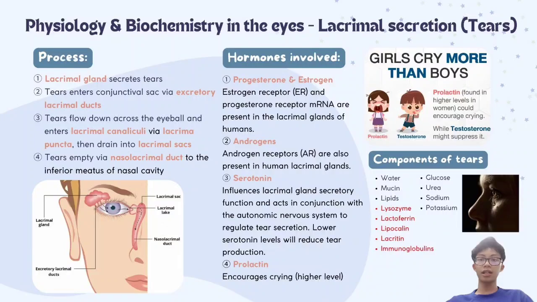Let us have a glimpse of the components of tears. The components of tears are water, mucin, lipids, lysozyme, lactoferrin, lipocalin, lecithin, immunoglobulin, glucose, urea, sodium, and lastly potassium. The components colored in red have anti-inflammatory effects to fight against microorganisms and viruses, while sodium and potassium contribute to the saltiness of the tears.